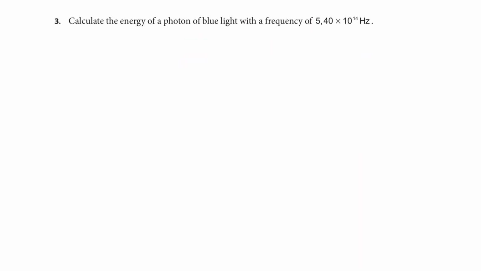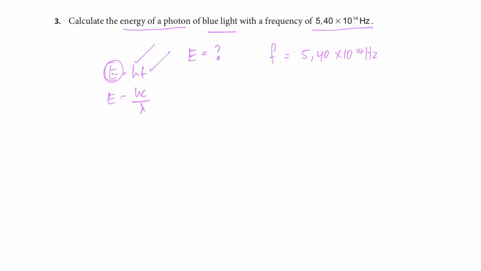And the next question says calculate the energy of a photon of blue light that has a frequency of 5.40 times 10 to the power of 14. So again, they want E, the energy of a photon. They've given you the frequency, 5.40 times 10 to the power of 14 hertz. You've got two formulas: E is equal to hf, or E is equal to hc over lambda. So you've got frequency, you've got Planck's constant, and you need the energy of a photon.